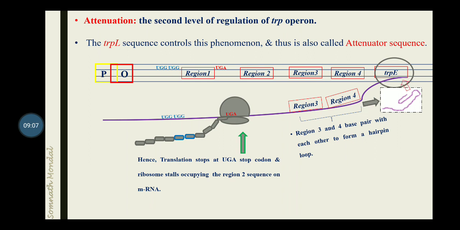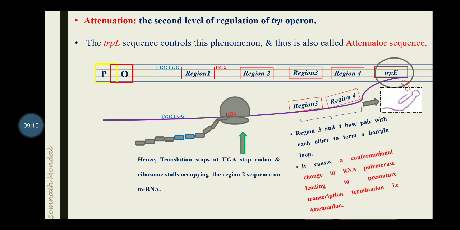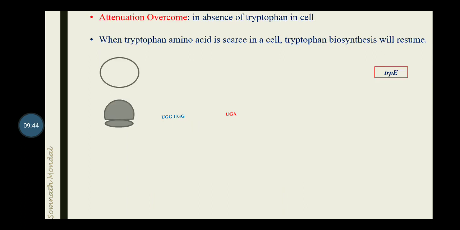Now this hairpin loop will cause a conformational change in RNA polymerase leading to premature transcription termination, that is attenuation. Therefore, when enough tryptophan amino acid is present in the cell, the transcription of tryptophan structural genes will be attenuated or prematurely stopped. Thereby, no excessive tryptophan will be biosynthesized. Now, if the tryptophan level drops in the cell, then attenuation overcome will take place.